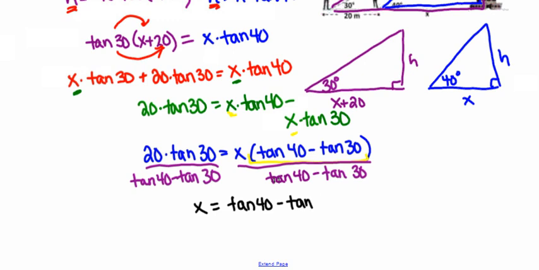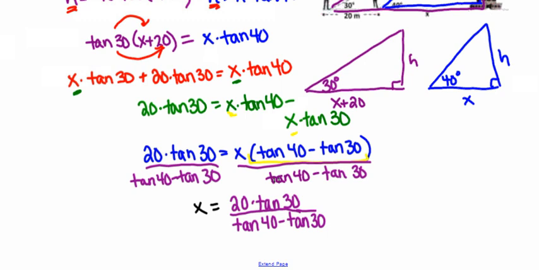No, I lied. Let me go back here. X is on the right side of my equation. X is going to be equal to this term on the left side, 20 times the tangent of 30 in the numerator over tangent of 40 degrees minus tangent of 30 degrees in the denominator. Whew. Wow, that's some good work.